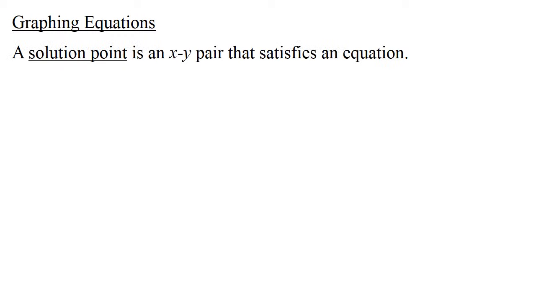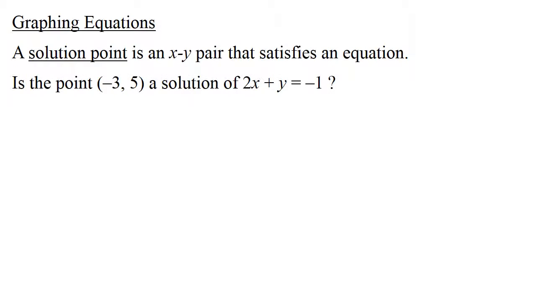So we want to look at graphing equations, and we see that a solution point is an xy pair, or a point that satisfies an equation. So if we are asked this question, is the point negative 3, 5 a solution of the equation 2x plus y equals negative 1, what we're asking is, if we plug in negative 3 and 5 at the same time into that equation, do we get a true statement?